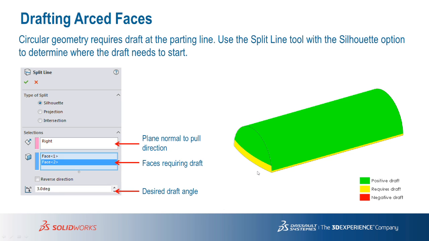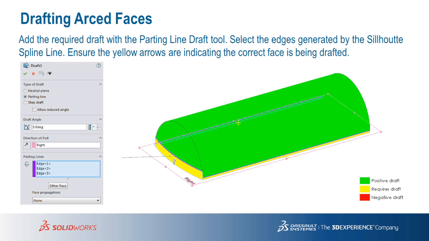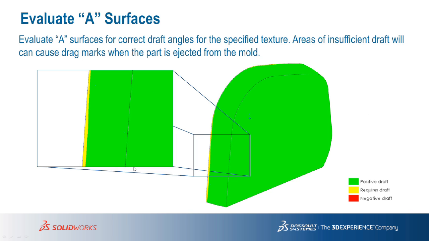So here we see the example, the silhouette option. You can't change it after the fact, so you have to generate a new split line, have that silhouette option on, and your required draft or desired draft angle. And we're using the parting line draft. Be aware of those little yellow arrows and make sure they're going on the right way.